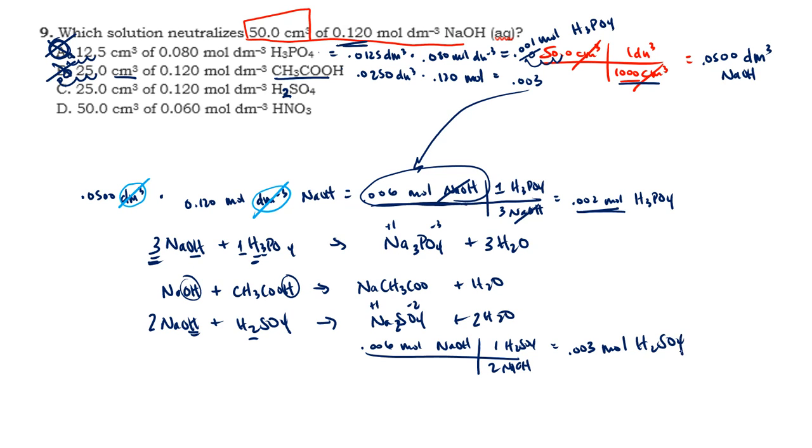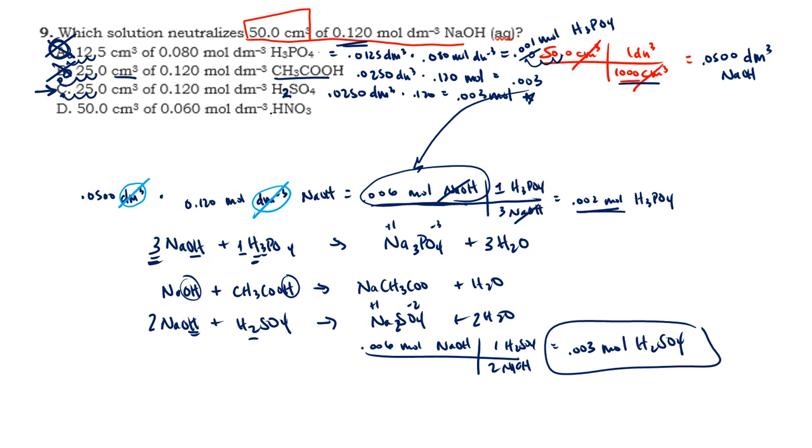If I turn this guy into moles of H2SO4, turn this backwards, I've got 0.0250 cubic decimeters times 0.120 is 0.003 moles of sulfuric acid. I think we have a winner, but let's do the last one just in case. This one might be it.